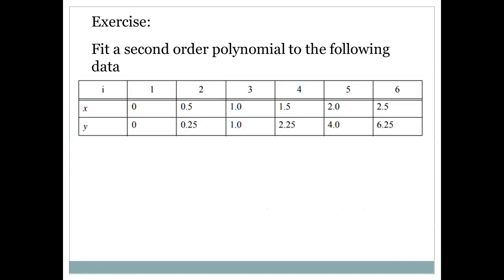Now there is one exercise for you. Fit a second order polynomial to the following data points. Here the data points are 6. X values are given 0, 0.5, 1, 1.5, 2, and 2.5. And y values are given 0, 0.25, 1, 2.25, 4, and 6.25. So you have to fit a second order polynomial for these given data points.